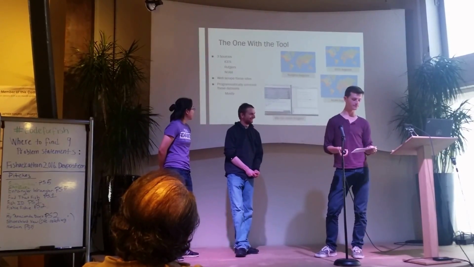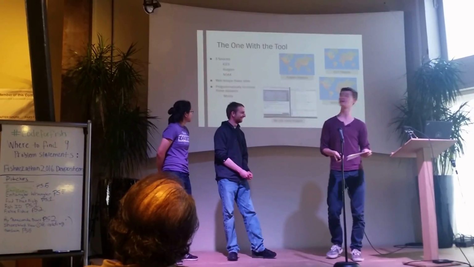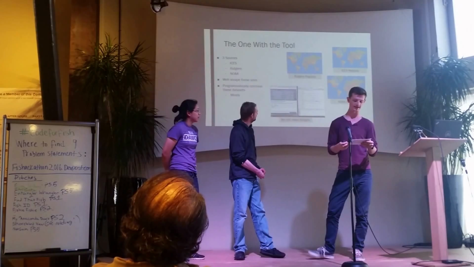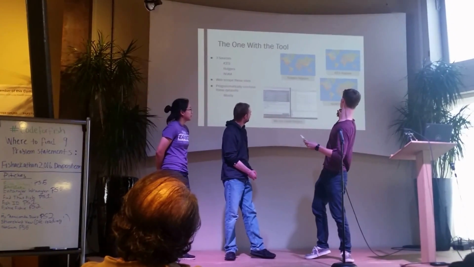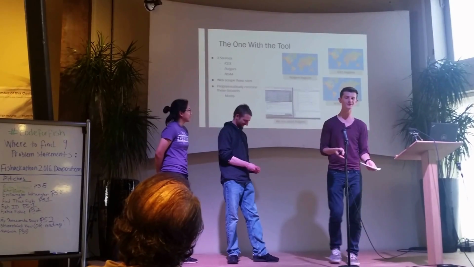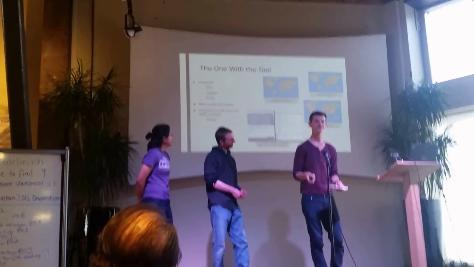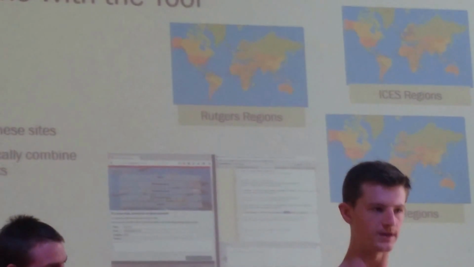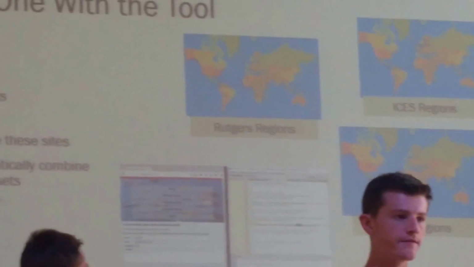So for this proof of concept, we used information stored in 3 different places: the ICES website, the Rutgers website, and the NOAA website. You can see on the maps that each of these, oh no, you totally can't see. Well, if you could see the maps well, you would see that each of these different organizations does research on different regions of the world. So together they give a pretty good picture of a lot of the world's fisheries.